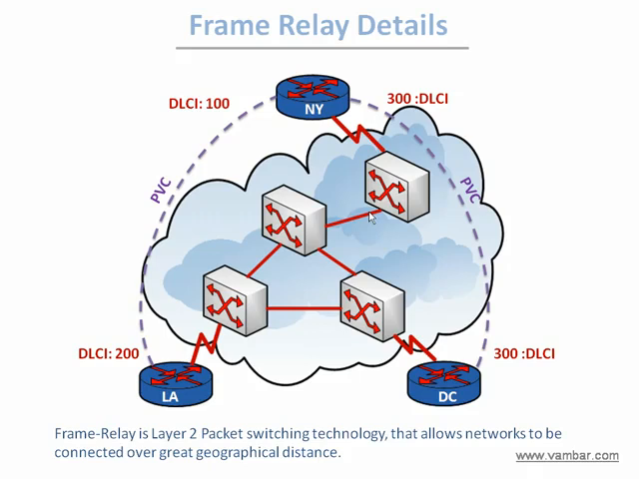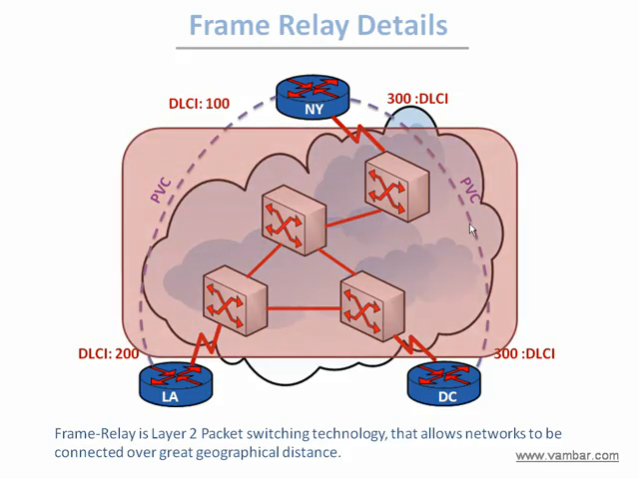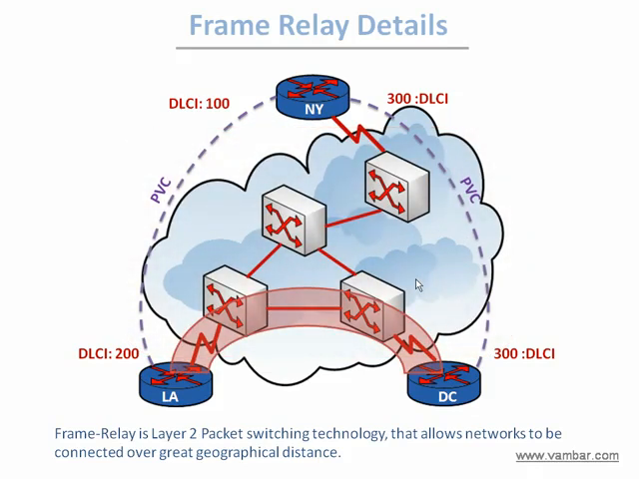The cloud is called the service provider's cloud, and inside that cloud there's an interconnected network of Frame Relay switches. They act just like any regular switch, but instead of MAC addresses, they make their switching decisions based on DLCI numbers. And again, it must be noted that even though all the routers are physically connected, just like the LA and the DC routers are, they cannot communicate directly with each other unless they have an established virtual circuit between them.